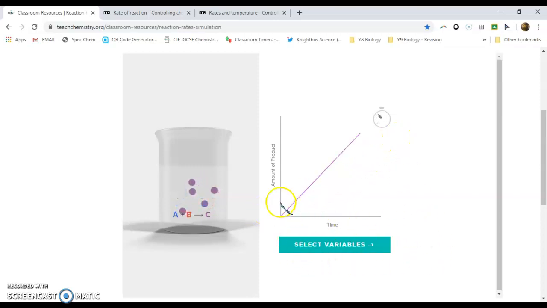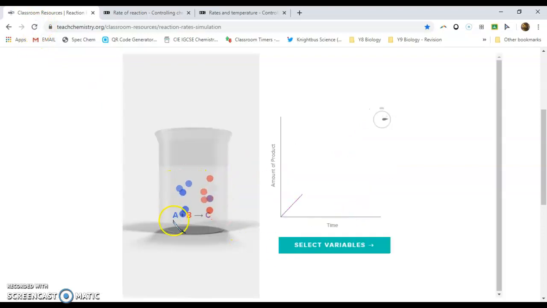Now on the bottom you have time, and on the left-hand side you have amount of product. So your independent variable is time and your dependent variable is amount of product. Now, here what you need to do is look on the left-hand side and see what's happening when you run the reaction. You can see that you start off with 2 reactants, they're blue and red, and they form a product, it's a simple chemical reaction, forming product C, which is purple.